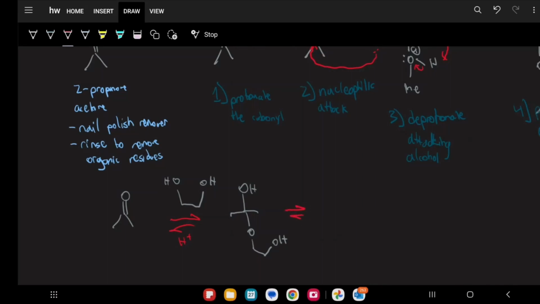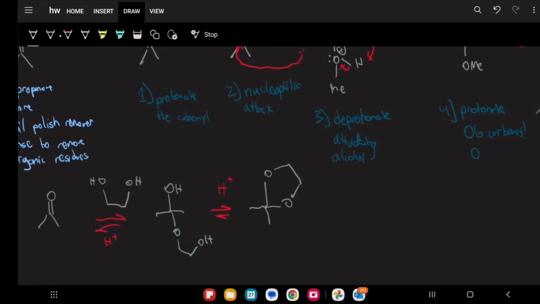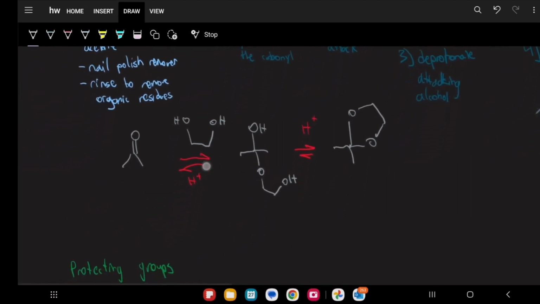But then, rather than another molecule coming in, we would just have that alcohol on the vicinal diol come and replace that alcohol. So we would be left with something like this. A cyclic acetal. And this leads right into our next discussion on the use of acetals as a protecting group.